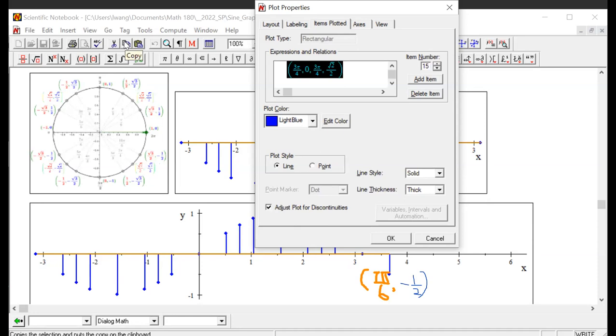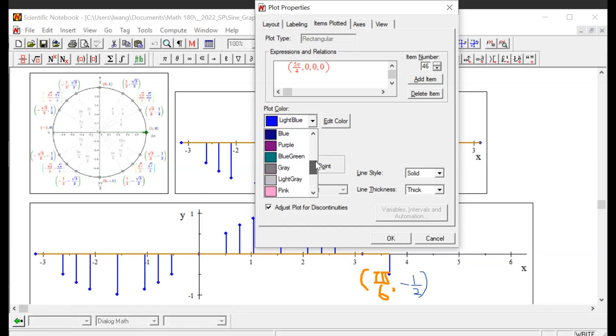So the next is 5 pi over 4. The ratio is -√2 over 2, right? And we're going to draw that in the gold color, and the point in blue. We are consistent the whole time.